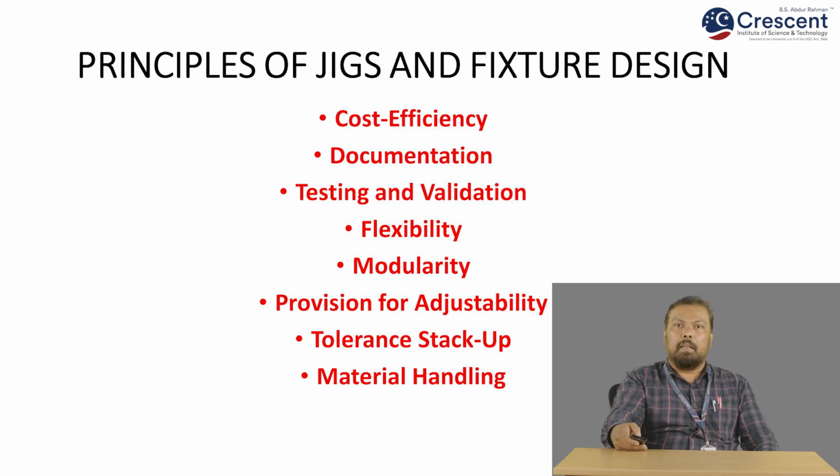Consider the cost of materials, manufacturing and maintenance while designing the jig and fixture. Documentation, in this case, properly document the design, including detailed drawings and specifications, to ensure consistent manufacturing, maintenance and quality control. What about the testing and validation? Thoroughly test and validate the jig or the fixture design to ensure that it meets the required specifications and performance standards.